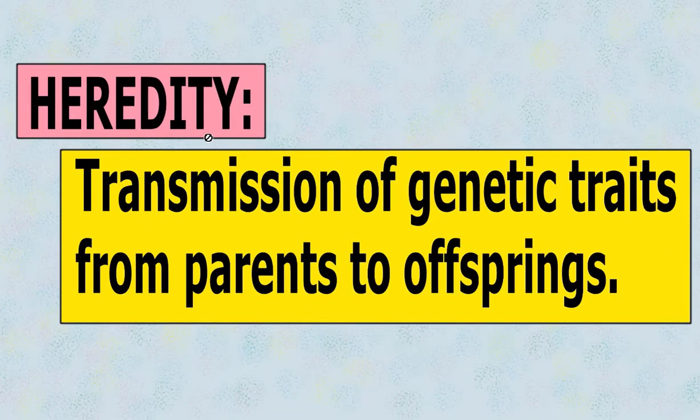What is heredity? The process by which the traits or characteristics are transmitted from parents to offsprings. So, the process of transmission of genetic traits from parents to offsprings or from one generation to the next generation is known as heredity.